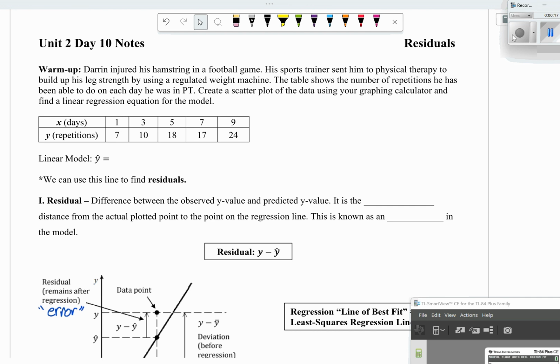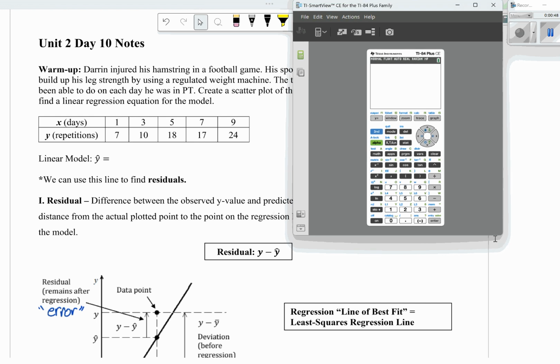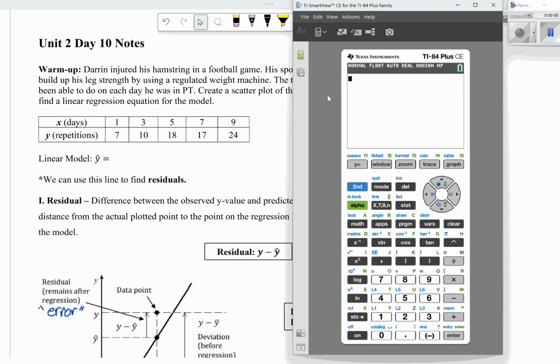All right, so for residuals, it says for this warm up, Darren injured his hamstring in a football game. His sports trainer sent him to physical therapy to build up his leg strength by using a regulated weight machine. The table below shows the number of repetitions he has to be able to do on each day he was in PT. Create a scatter plot of the data using your graphing calculator and find a linear regression for the model. So we've done this before, so hopefully you remember all of the steps for finding your regression.